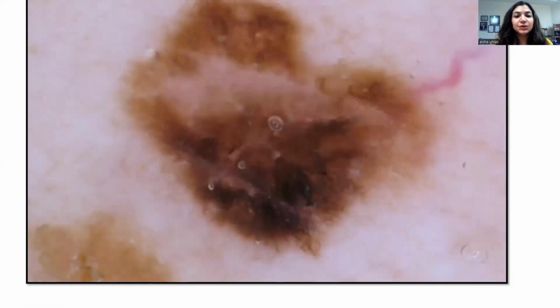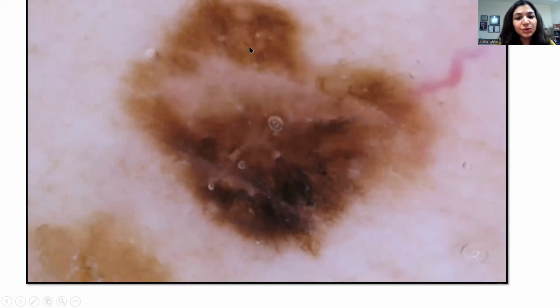Okay. So now that I have made it bigger for you, it's easier now to see that the top part is having some network. Middle part is structureless. At the bottom is a dark brown to black blotch. There is a network over here as well. And then there are a few areas of homogeneous pigmentation.